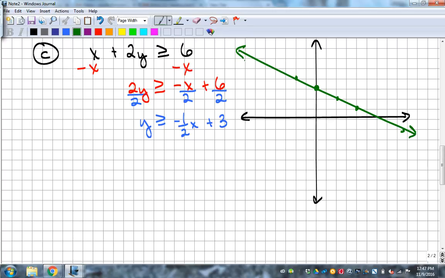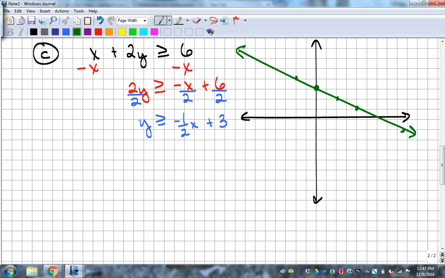Can I use 0, 0 as a test point? Yes, the line doesn't touch it, so I can use that as a test point. It doesn't matter which one of these equations or inequalities I plug it into. I'm going to use this one where we got y by itself, because that's the easiest one to compare with. As long as the line doesn't go through the origin, you can use that. We're going to look at one in just a second where we can't use 0, 0, so we can see what to do when that happens.